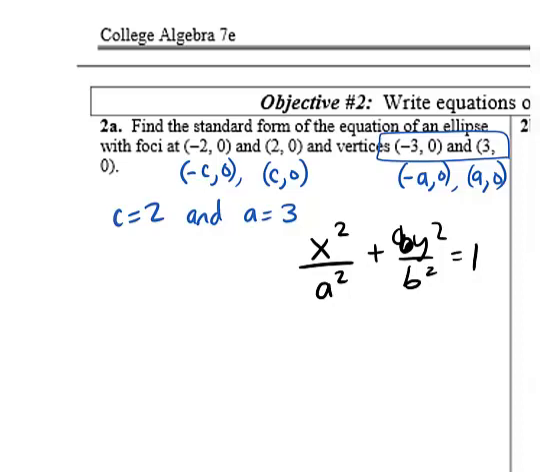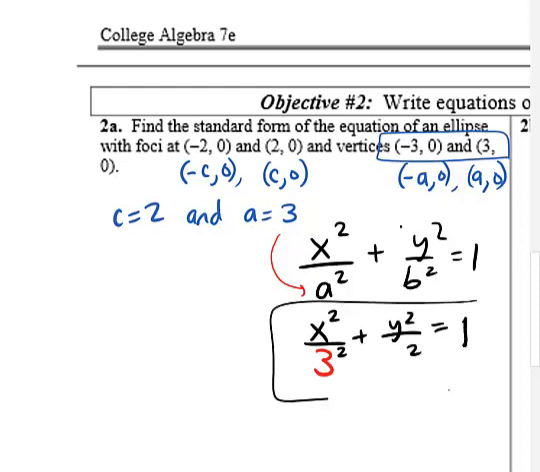Oops, let me try to erase that mess up there. There we go. And we know a, so we can fill that in. A is 3. So it should be x squared over 3 squared plus y squared over, okay, we just have to figure out b, and then I think we're done. So whatever we get for b, find b.